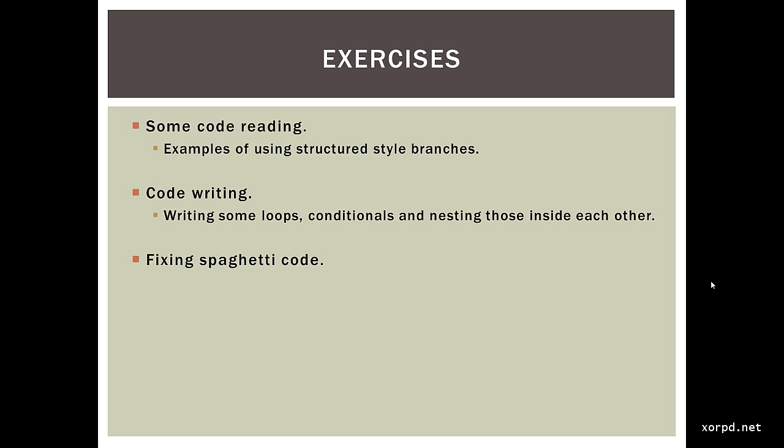We are going to see some code reading, which is mostly about examples of using structured style branches. And even though they are going to be structured style branches, it is still going to take some effort to read those. Next, you are going to write some code yourself. After you got some inspiration from the code reading, you will have the opportunity to write loops, conditionals, and also nesting those inside each other. Finally, you will have a task of fixing a spaghetti code to make it more readable, however still do the same thing. So good luck with those and have fun.